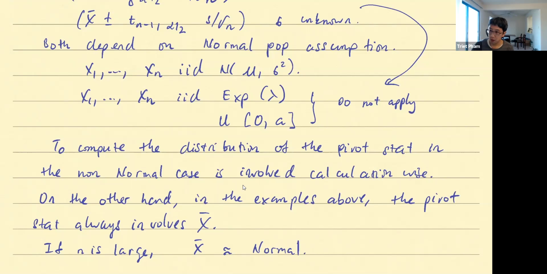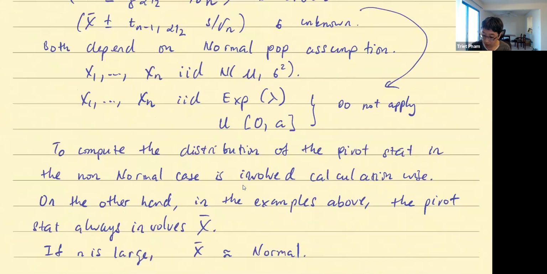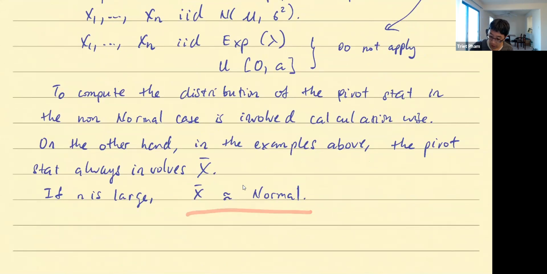Okay. So that gives rise to the idea of asymptotic, or Wald type. These are kind of the same thing. When you hear Wald type, this is not mentioned in the book, but a lot of other statistical contexts or courses will tell you that this is a Wald type confidence interval. Basically, you use an approximation in the distribution of the pivot statistic, like this. Okay. So if n is large, then it doesn't matter what the population distribution is. X bar, if you involve X bar, it will be approximately normal. And so we rely on that to construct asymptotic, right?